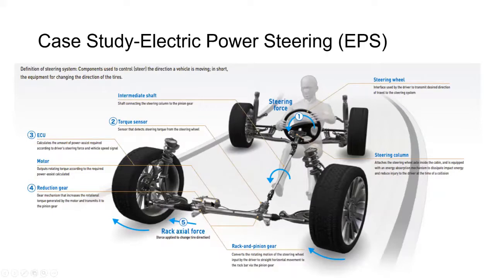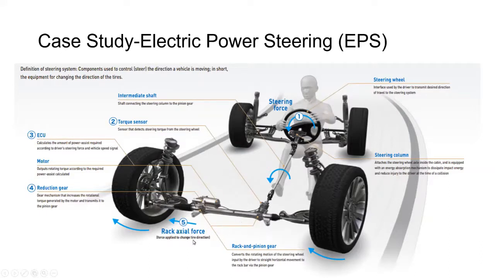Now the motor is commanded a torque, and the motor is going to assist the driver in turning the wheels by adding the assist to the rack system. There is a reduction gear here. The motor torque goes through a mechanical reduction gear, and that motor torque is then converted into this rack axle force, which is applied to the wheels.